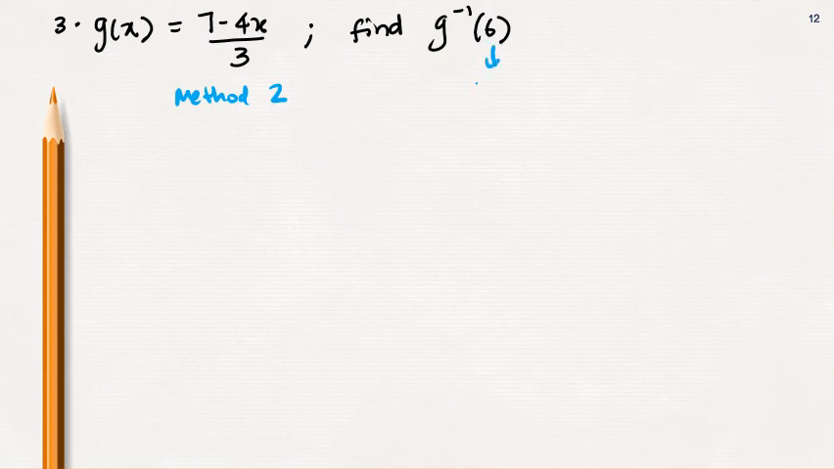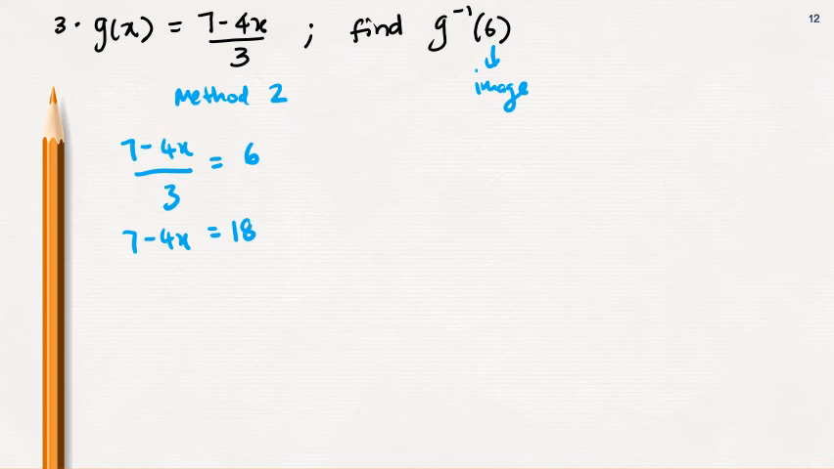Okay, so this one is an image of this function. So, you tengok 7 minus 4x divided by 3 is equal to 6. So, 7 minus 4x. 6 times 3 is 18. So, negative 4x is equal to 18 minus 7. So, we got 11 divided by negative 4. So, x is negative 11 over 4. Thus, x is negative 11 over 4. Senang kan?